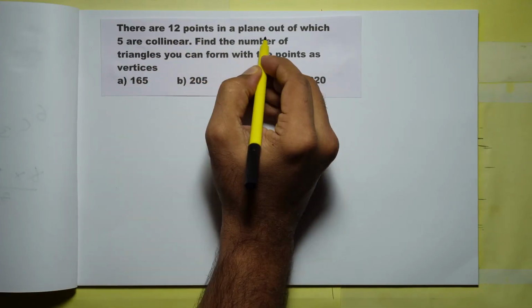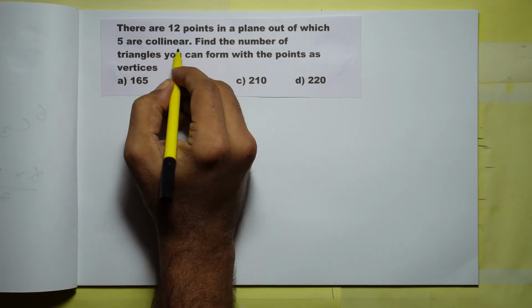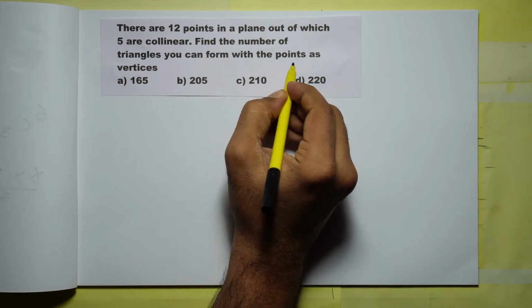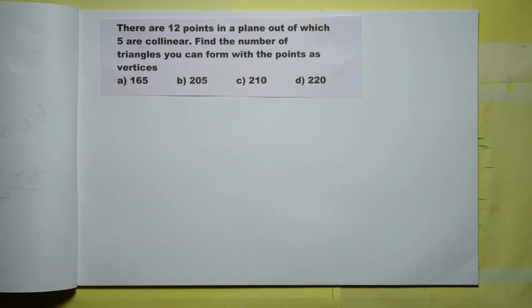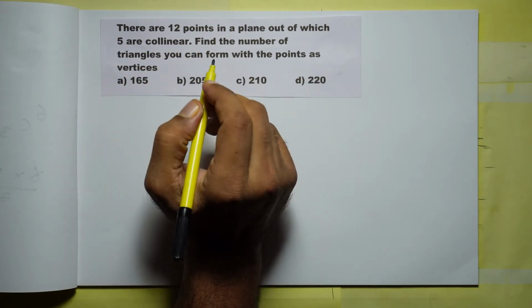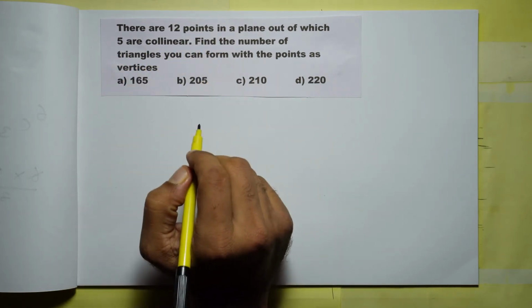There are 12 points in a plane out of which 5 are collinear. Find the number of triangles you can form with the points as vertices. Now altogether 12 points are there and 5 of them are collinear. And how many triangles are possible?